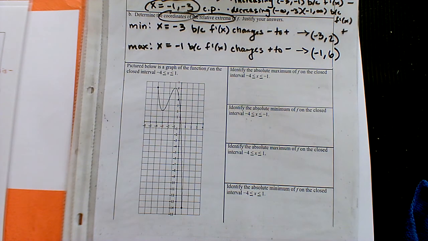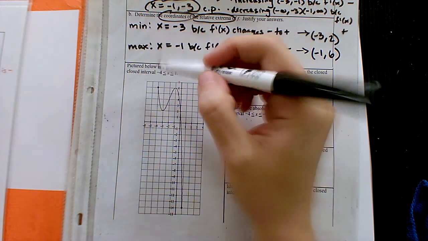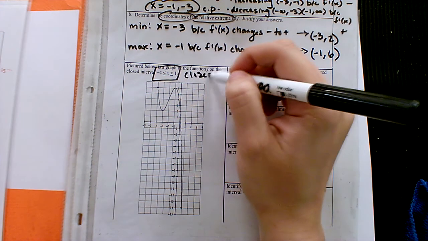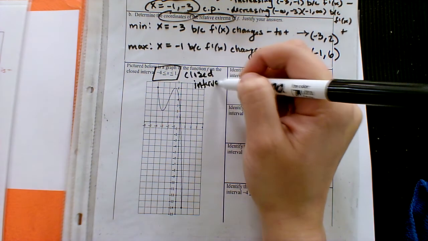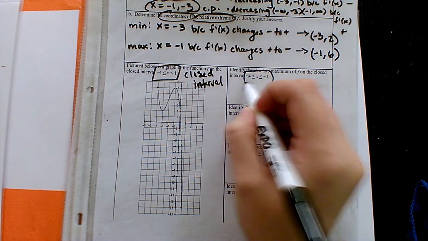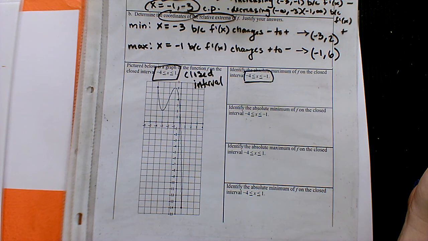All right, let's keep going. Pictured below is the graph of the function f. So the equation they gave us at the top, this is what the graph would look like, but only on this little section from -4 to 1. So notice how we have a closed interval. We have closed circles or endpoints on the beginning and ending spots. So identify the absolute max on this interval. Can we find what the highest value or the highest point would be?